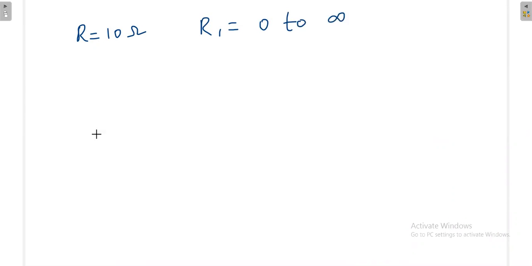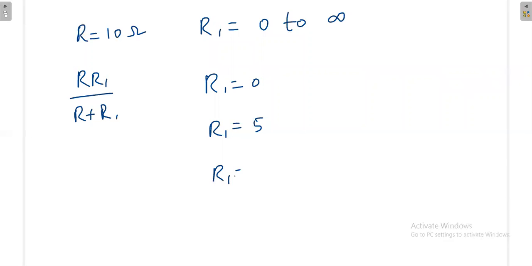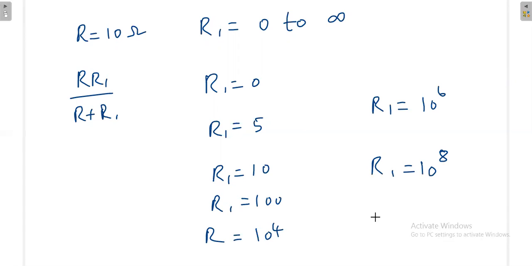Okay, so now what is the exercise? Again, this R and R1 is in parallel combination. That means R1 divided by R plus R1. Anyway, R value is fixed. You vary the R1 from 0 to infinite. You take R1 is equal to 0, R1 is equal to 5, R1 is equal to 10, R1 is equal to 100, R1 is equal to 10 power 4, R1 is equal to 10 power 6, R1 is equal to 10 power 8, R1 is equal to 10 power 10, R1 is equal to 10 power 20. You take different values, then you do this calculation, then you'll observe something.